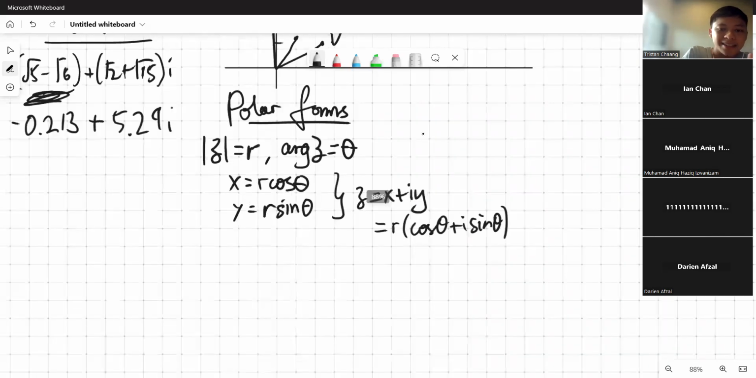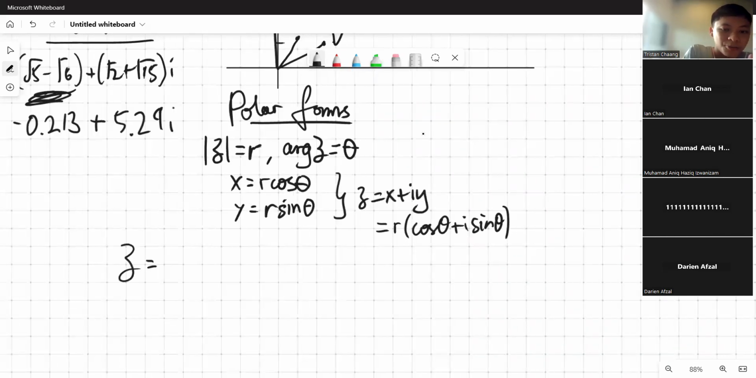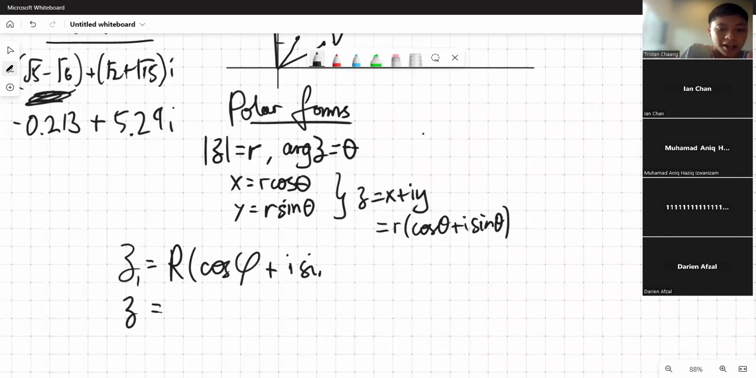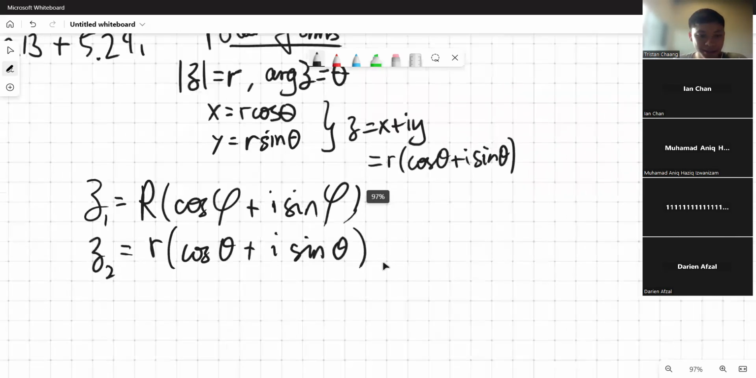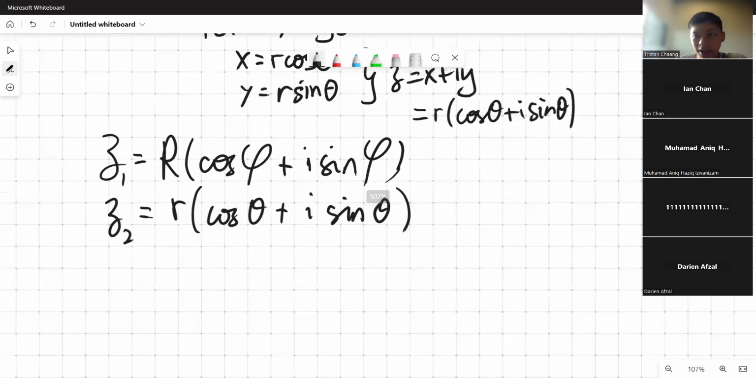Now, let's see what happens when we multiply two complex numbers. Let's say one has magnitude r and argument phi, and the other one has magnitude little r and argument theta. Let's see what happens when we multiply them together, and we will see something very, very interesting.